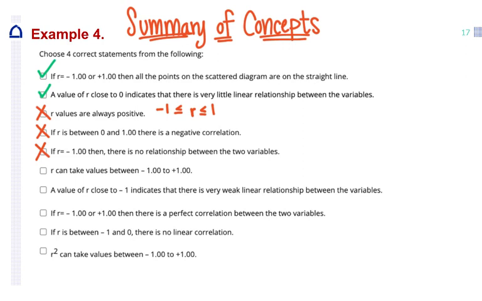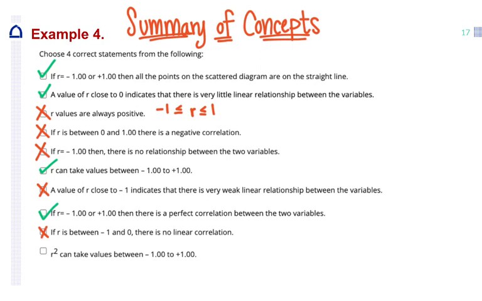R can take values between negative 1 and 1. That is true. A value of r close to negative 1 indicates there is a very weak relationship. That's not true. In fact, it's so strong. The dots will be very close to the line and going down. If r is equal to negative 1 or 1, then there's a perfect correlation. Yes, that is what it's called when they are equal to 1 or equal to negative 1. If r is between negative 1 and 0, there is no correlation. That's not true. In fact, there's a negative correlation.